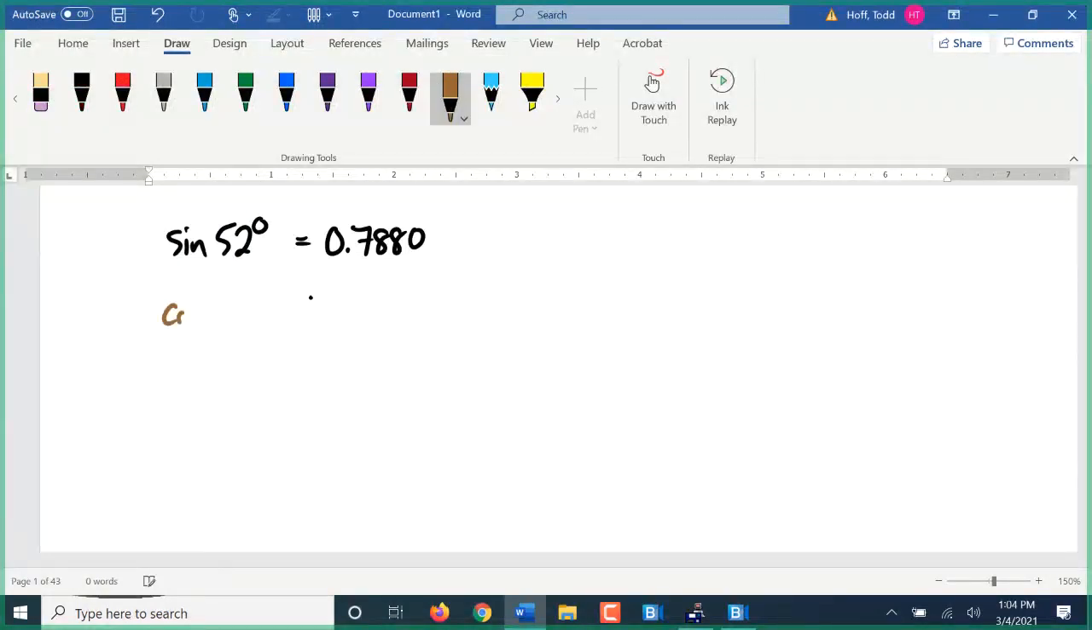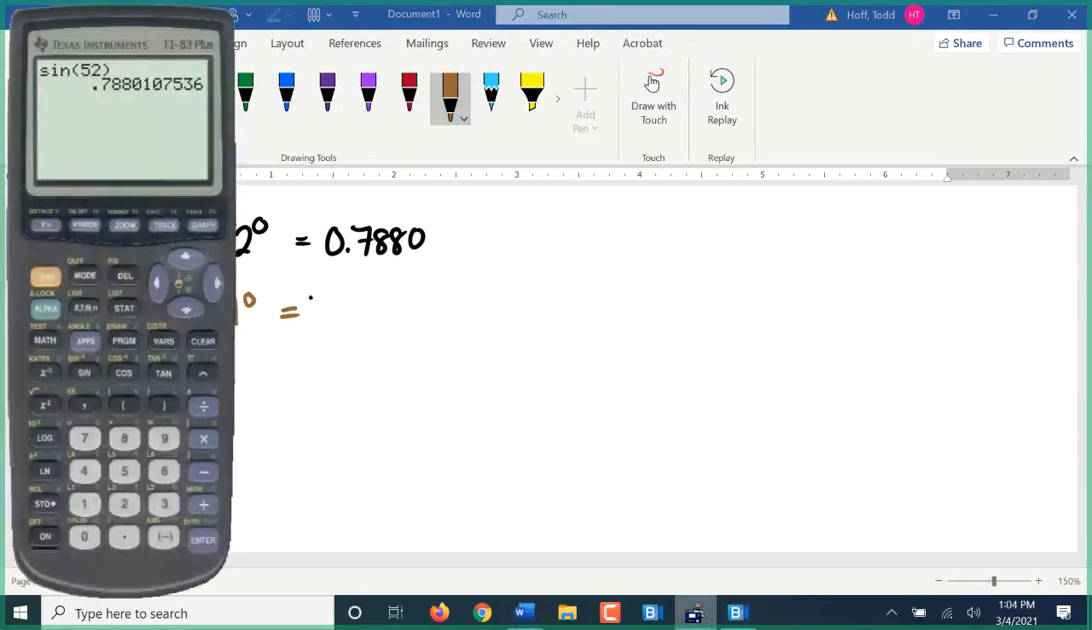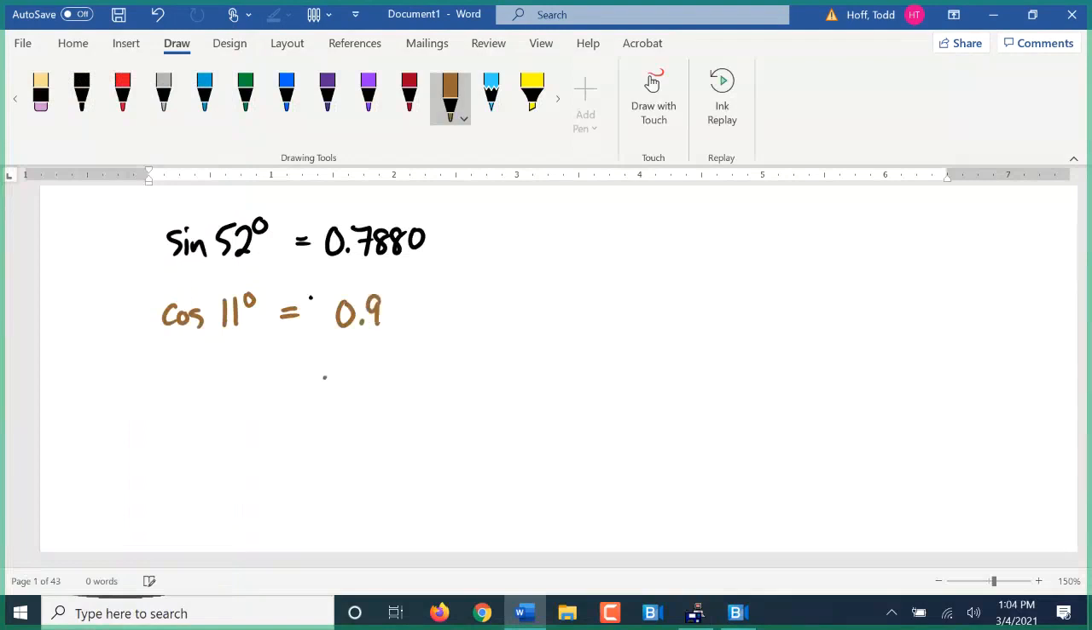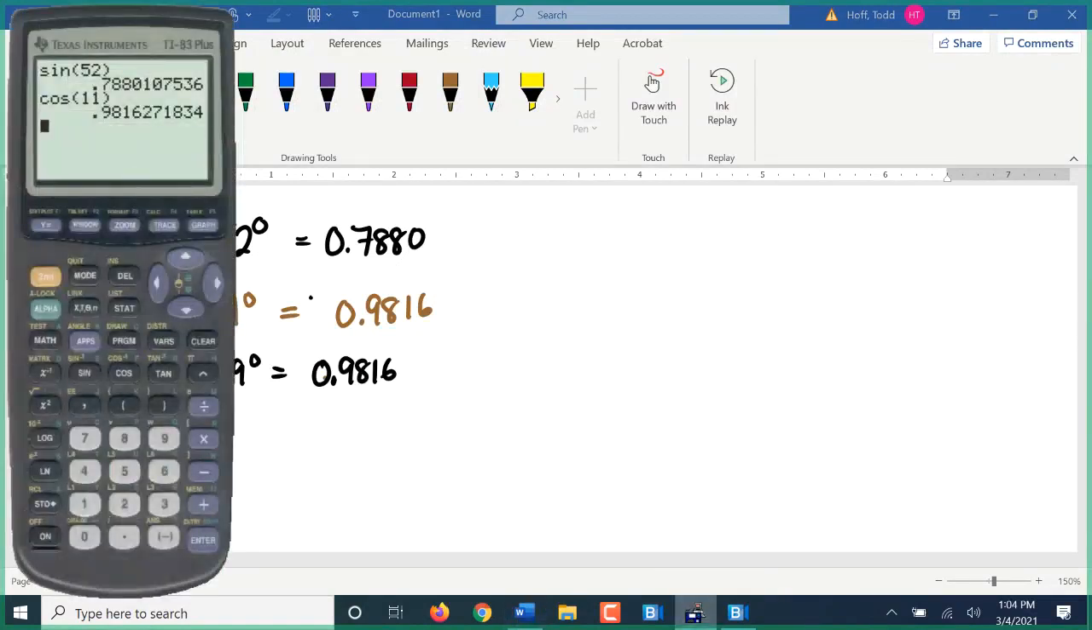I want to do the cosine of 11 degrees. I just hit cosine 11. I get 0.9816. On a related note, the sine of 79 degrees, I don't even need to punch this in the calculator. I know it's going to be 0.9816, but let's punch it in just to make sure. Sine of 79, and there it is.